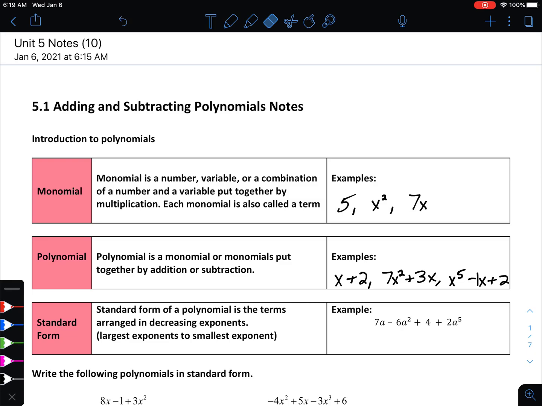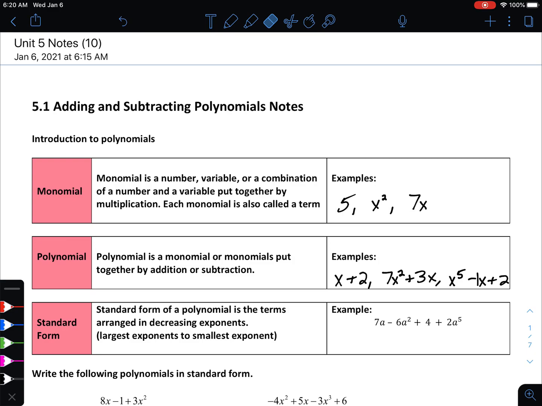Now, polynomial is similar. The only difference is in a polynomial, you can have more than one monomial. So they're put together using either addition or subtraction. So you could have something like x plus 2. You could have something like 7x squared plus 3x. You could have something like x to the 5th minus 1x plus 2. As long as it's addition and subtraction, putting those together, it's a polynomial.